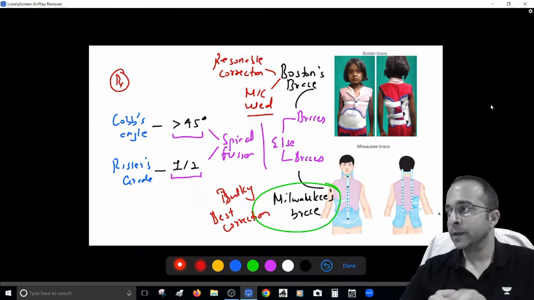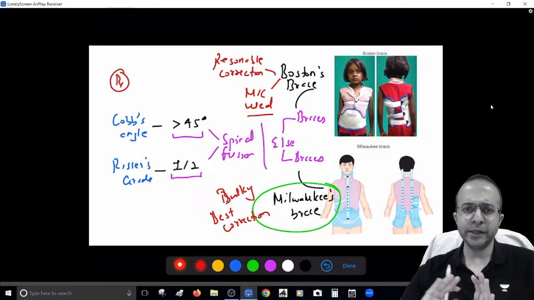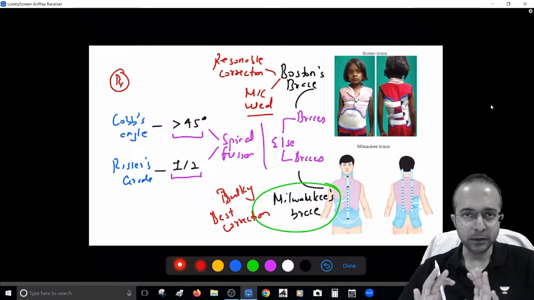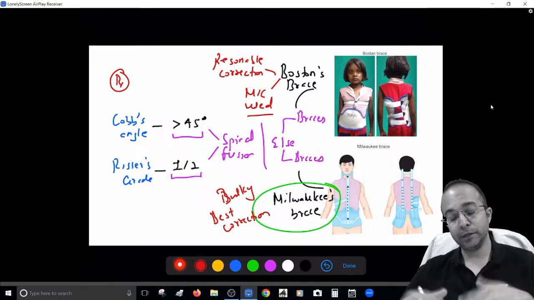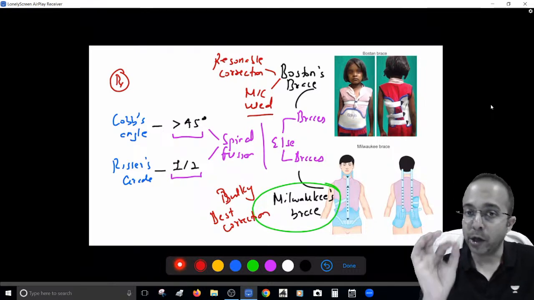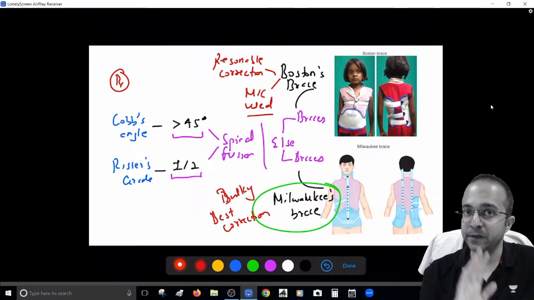Okay. So the 70 degrees is a very severe angle. Generally anything above 45 degrees is taken as a severe angle. 70 degrees means straight away take up for spinal fusion. So are you guys clear even with the treatment principles in scoliosis?